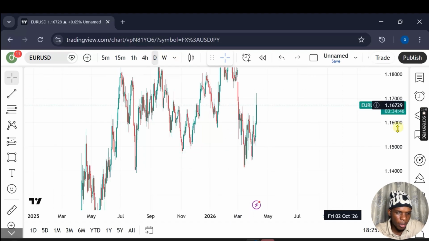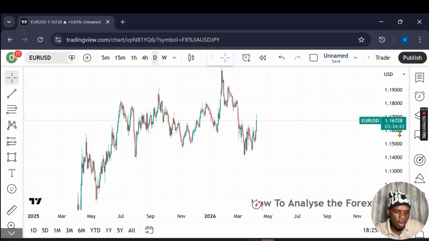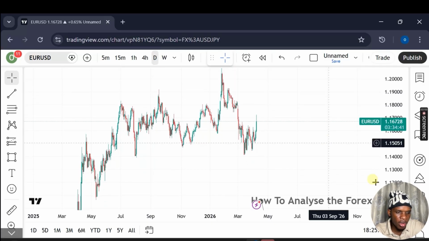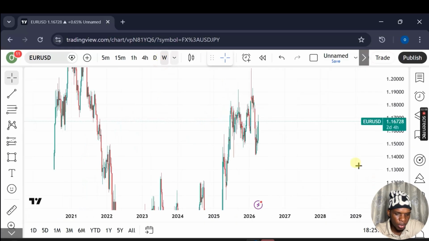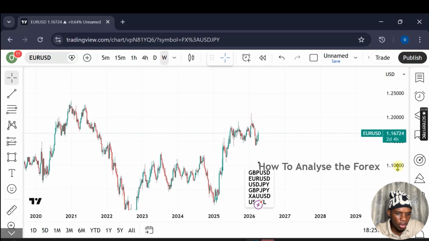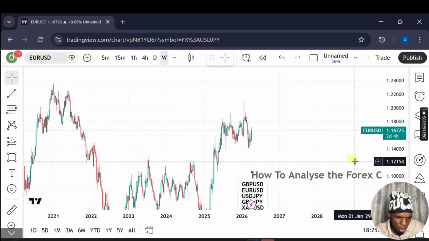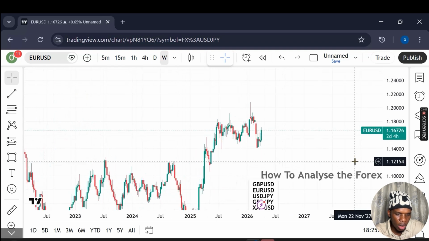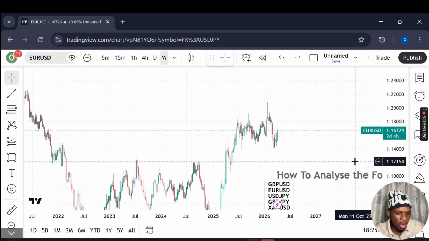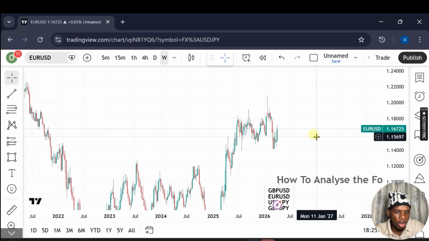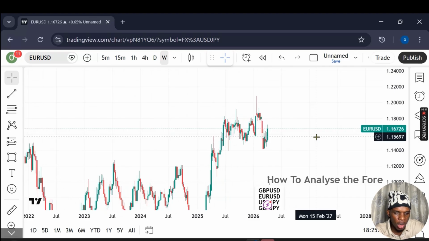higher time frame, okay? And looking at my higher time frame, this is a daily time frame. So let me just go to weekly time frame. So weekly time frame is just for you to see the overall what the market is doing. And if you pay attention, we are not really doing much on the higher time frame like the weekly time frame. It's just for us to see what is going on.